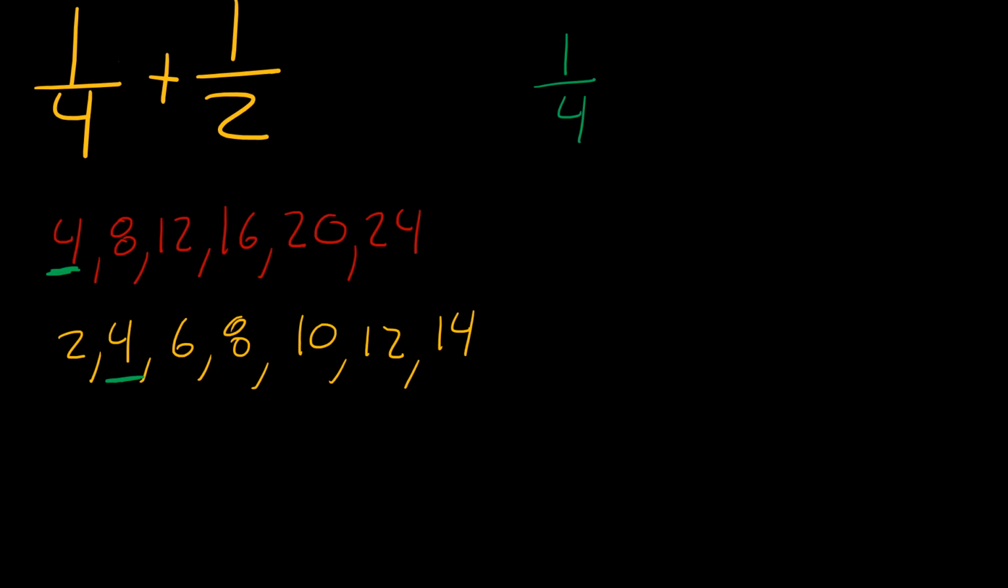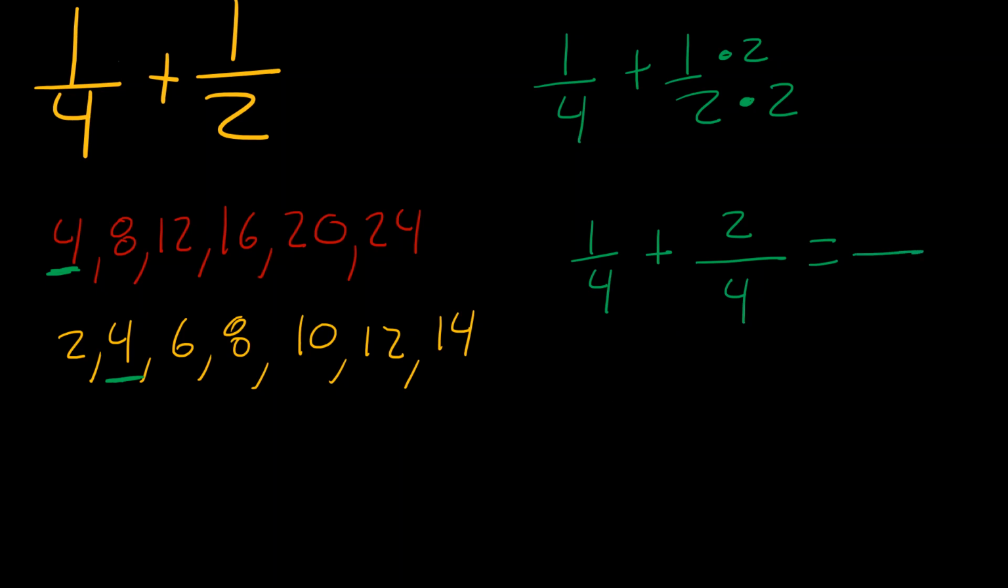1/4 plus 1/2. We want to change this to a 4. So therefore I have to multiply by 2. And if I multiply by 2 on the bottom, I have to multiply by 2 on the top. So therefore I have 1/4 plus 2/4, 4 on the bottom, 2 on the top. They have a common denominator of 4. So my bottom is going to stay the same as 4. I'm going to add my numerators and I get 3.